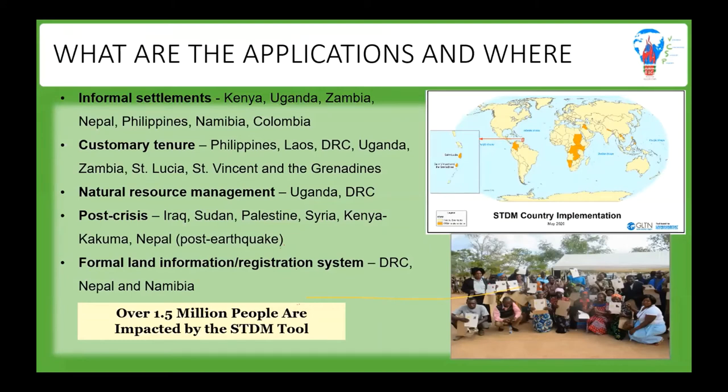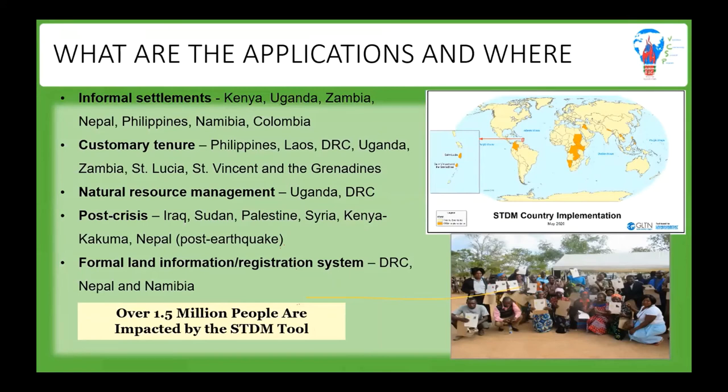Formal land administration and formal land registration processes we have in DRC, Nepal, and Namibia. There are different stages of use. Some are still ongoing, some are at early stages, some are still waiting to be taken up. And so when you look at all these case studies, we are estimating around 1.5 million parcels having been captured by the STDM tool. And this is an ongoing process.